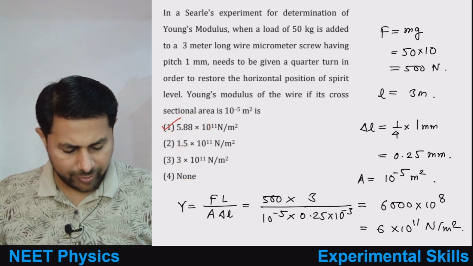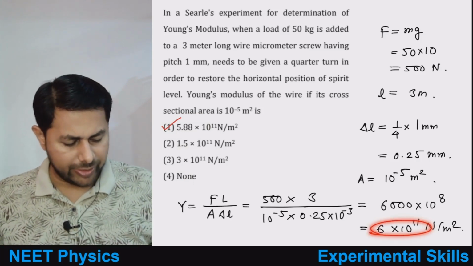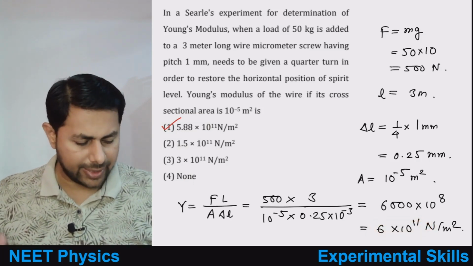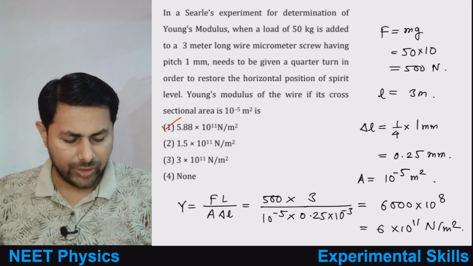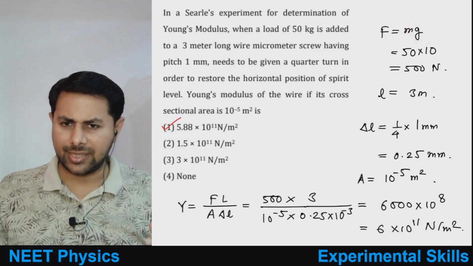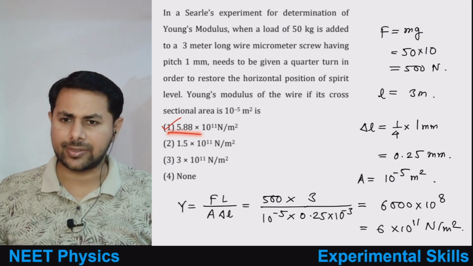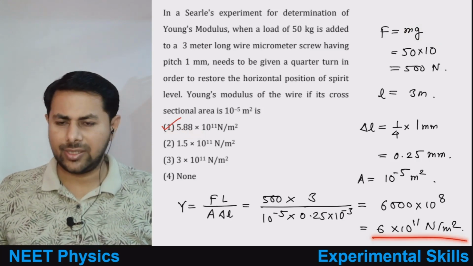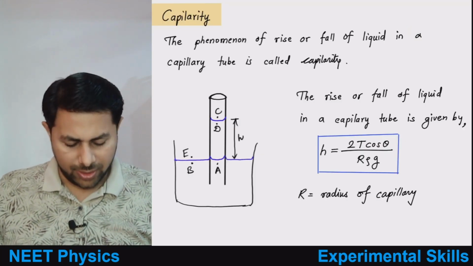And why did our answer come out to be equal to 6 times 10 raised to 11? It's because we took G as 10, right? If you take it 9.8, so I guess this would be the answer. This one is clear? All right.